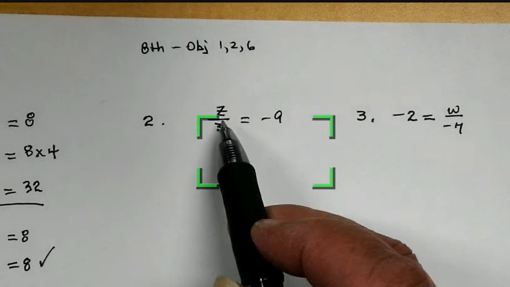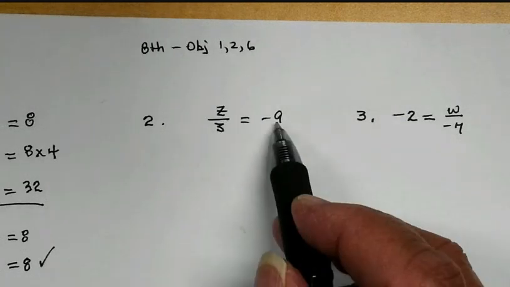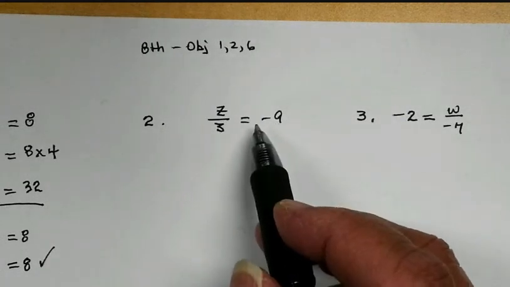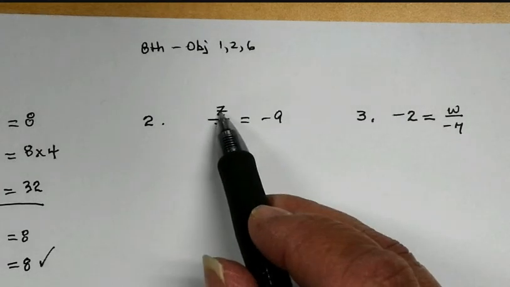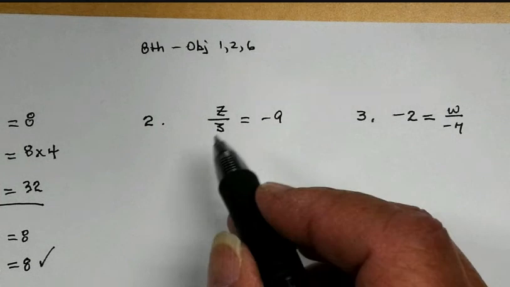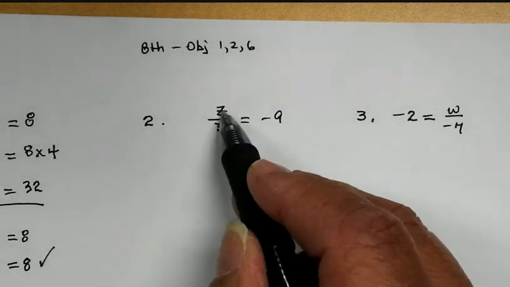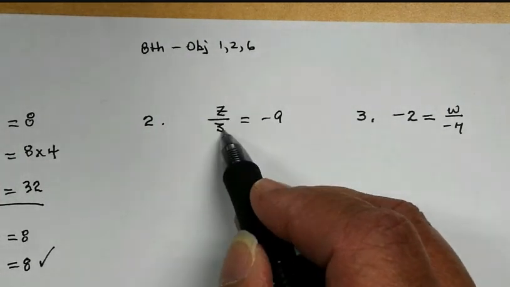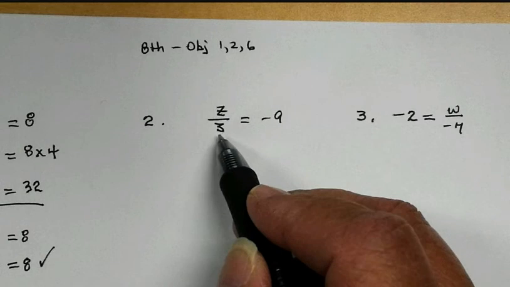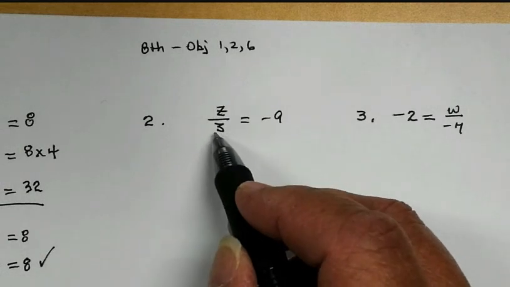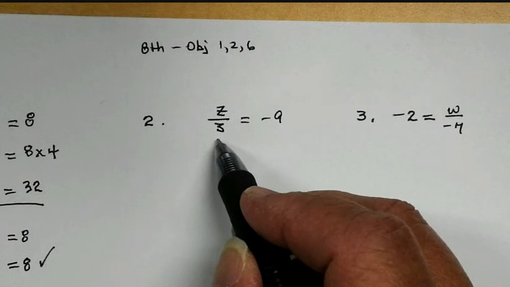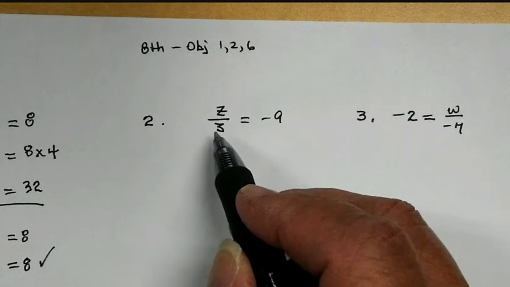We have z divided by 3 equals negative 9. Can anybody tell me what the variable is here? Z, the letter Z. Very good, thank you. What is being done to that variable? Once again, it's being divided by 3. And how do we get rid of dividing by 3? The opposite is multiplying by 3.